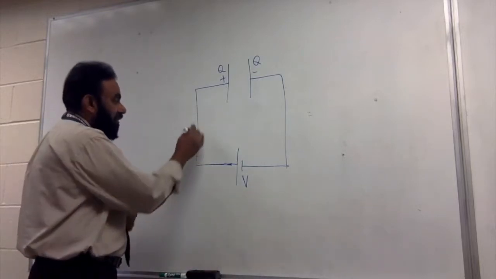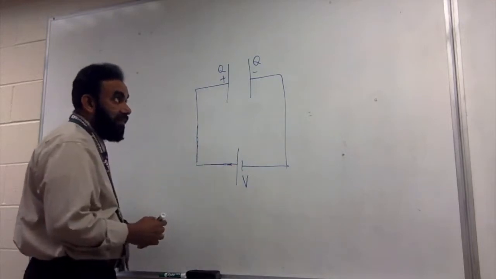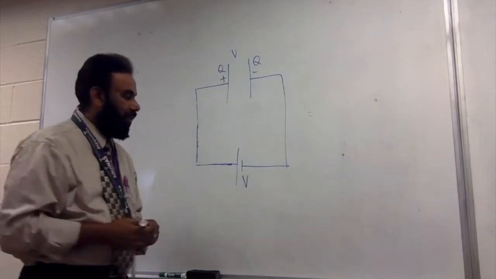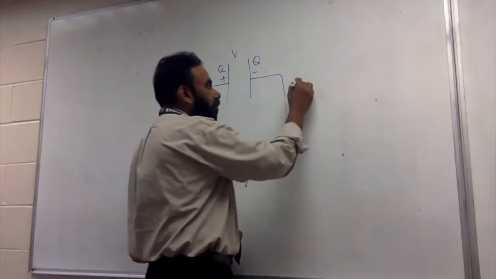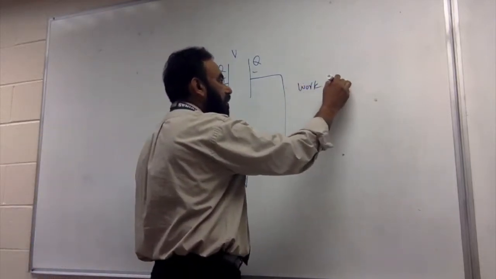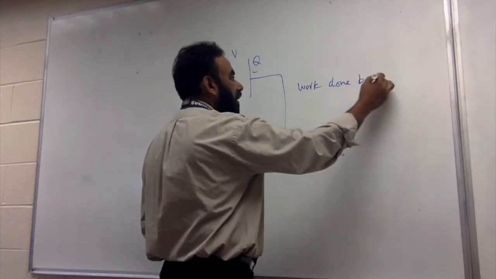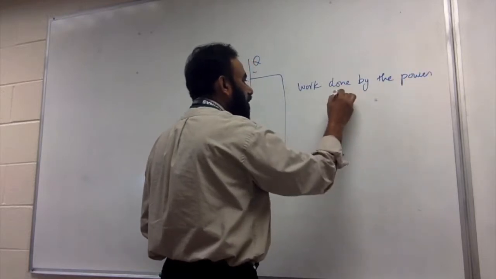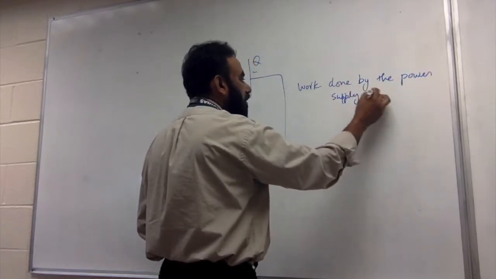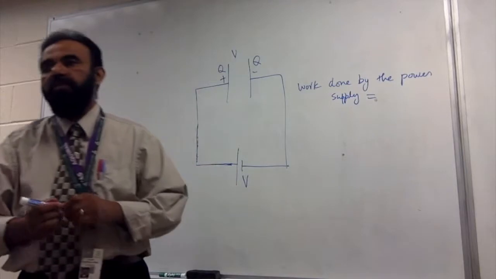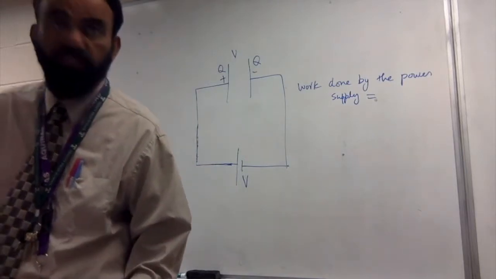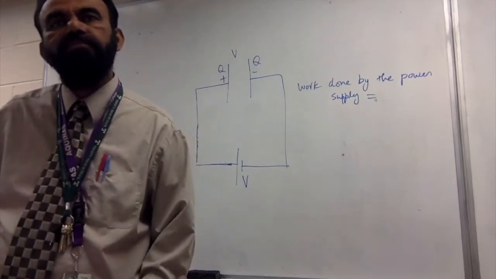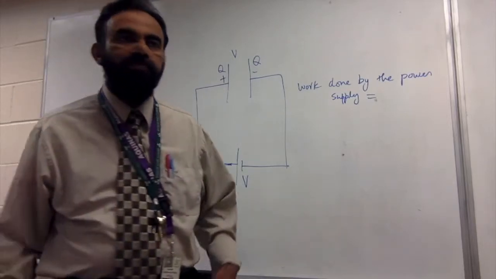Now, when you connect the power supply like that, this is going to get charged to V volts. Now my question is this: what is the work done by the power supply? How much work did the power supply do in order to push Q coulombs out? How much work did it do?